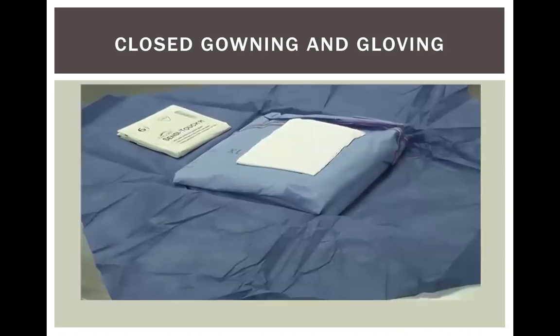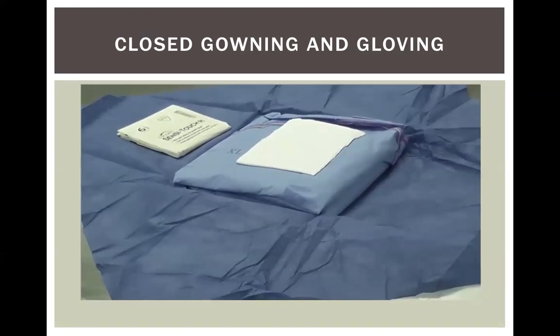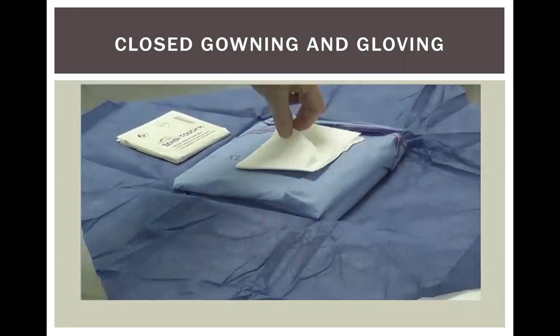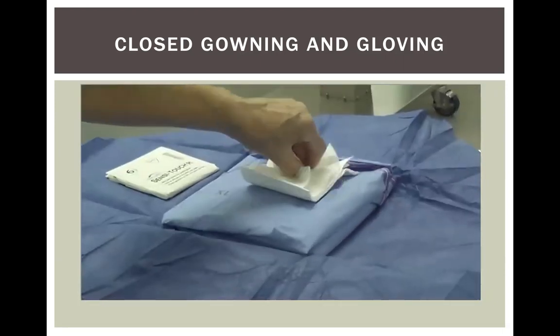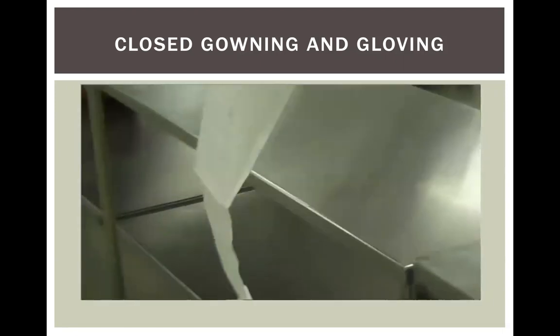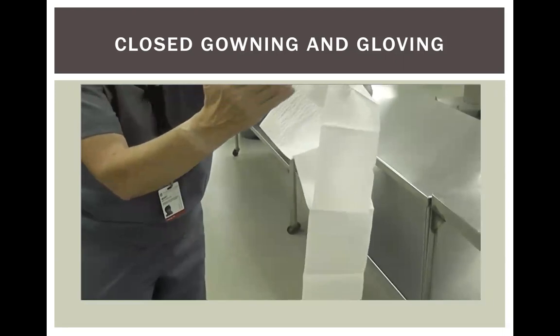Okay, when we've scrubbed our hands and we're ready to gown and glove, we're going to approach the sterile island. And the first thing we're going to do is make sure that we don't have any water dripping from our arms. And we're going to gently reach in and grab the folded corner of the towel, lift it off without touching anything else, and move away from the table.